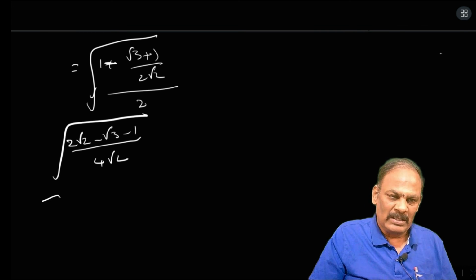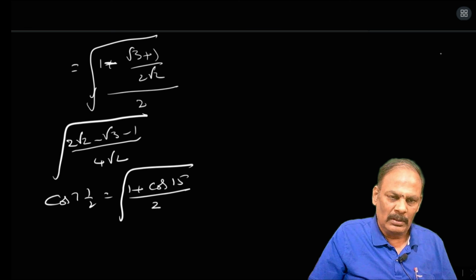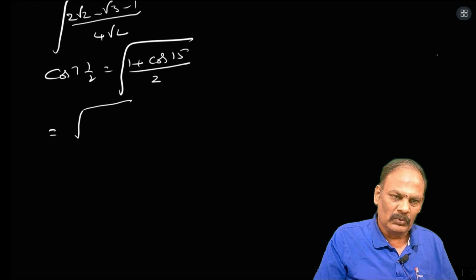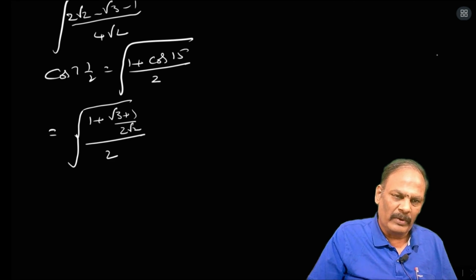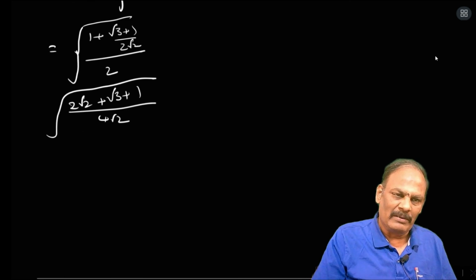Next one, cos 7 and a half, that is root of 1 plus cos 15 by 2. Cos 15 value, root of 1 plus root 3 plus 1 by 2 root 2 whole by 2. Now finding the LCM, 2 root 2 plus root 3 plus 1 by 4 root 2. This is the value of cos 7 and a half.